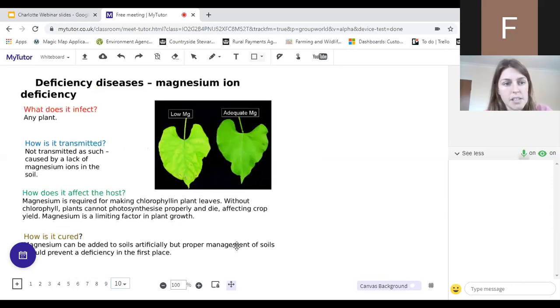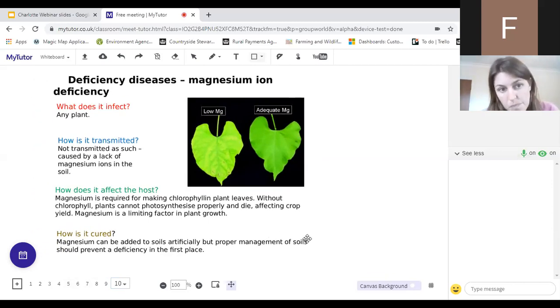Okay, magnesium ion deficiency. So magnesium ion deficiency, again, can happen to any plant that can't take up magnesium ions properly, or where it's not available in the soil. So again, it's not transmitted as such, but it's caused by a lack of magnesium ions in the soil.